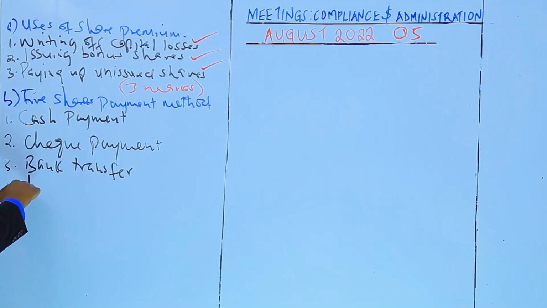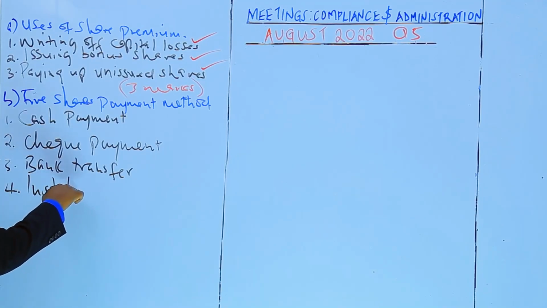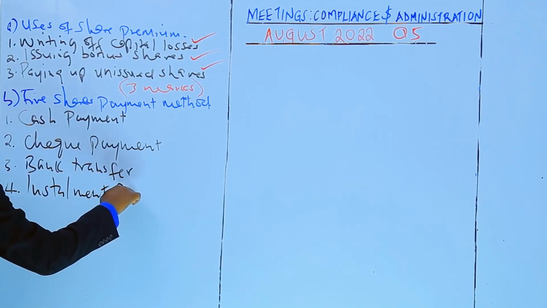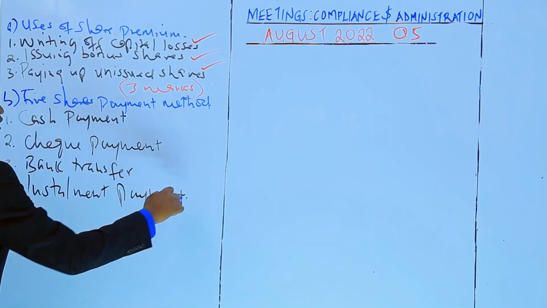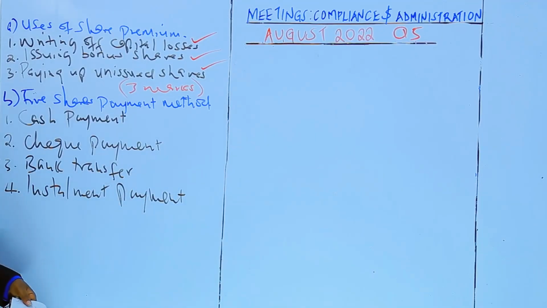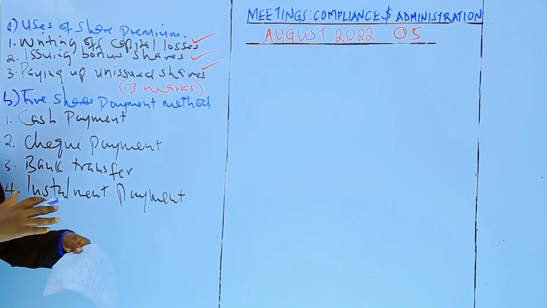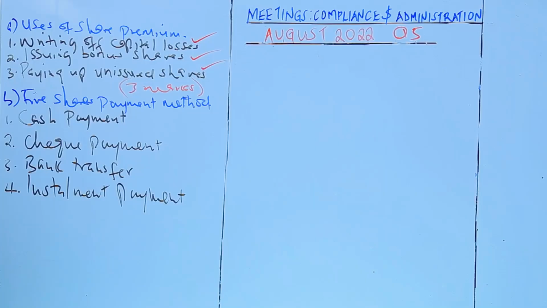Installment payment. In some cases, companies allow shareholders to pay for their shares in installments, and this involves making partial payments over a specified period of time until the full amount is paid.